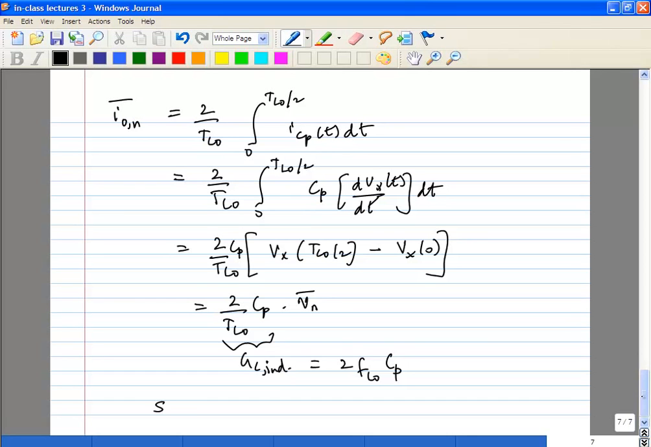So let's say we can calculate the SNR because we know the two conversion gains, right? Conversion gain for the signal was 2 over pi GM.